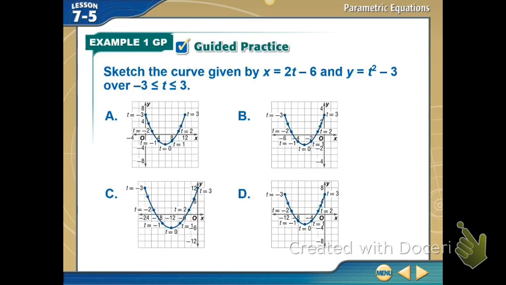All right, so you're going to try this. This is guided practice example 1. Sketch the curve given by, here are the parametric equations for x and y, over the interval t goes from -3 to 3. So go ahead and make your table, plug in your values for t, plot your points, and put in your arrows, and then pause the video and check your work. Okay, so you should have found that D is the correct answer for this graph.